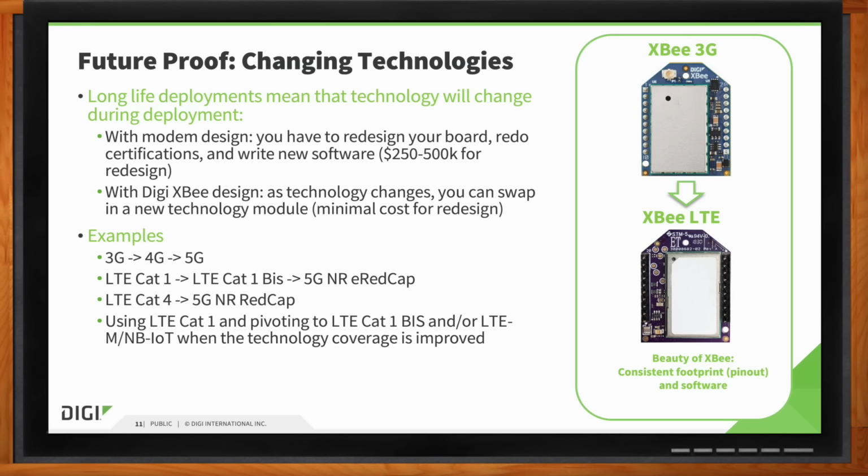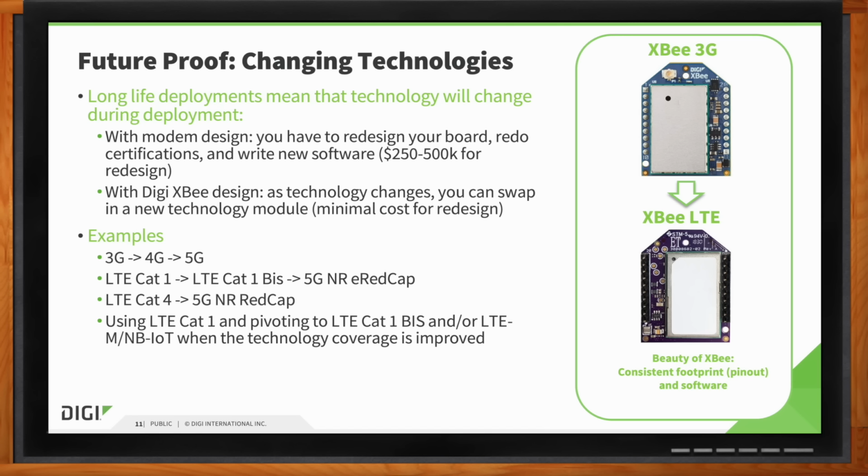So that can be one scenario. But there could also be a scenario in the future where those LTE networks in the US are getting turned off. So now you need to go from LTE Cat 1 Biz to 5G RedCap. And with our new design of XBee Cellular there that will be coming, you will also be able to make that switch. And that will all be on one hardware and one software design.